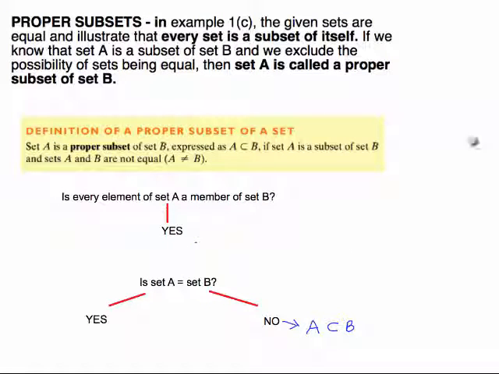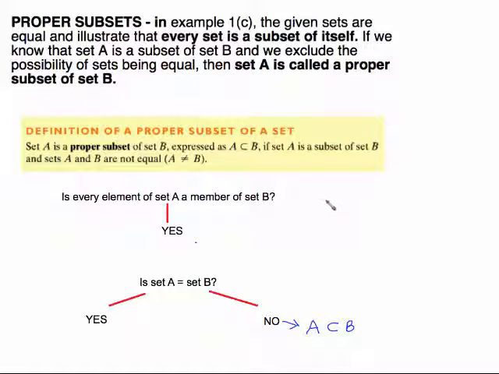Now we look at a new term called a proper subset. In that last example, the given sets were equal, and they illustrate that every set is a subset of itself. So if we know that set A is a subset of B, and we exclude the possibility of sets being equal like they were in the last example, then set A is called a proper subset of B. That can be a little bit confusing, so I made this little flow chart to help us out here.